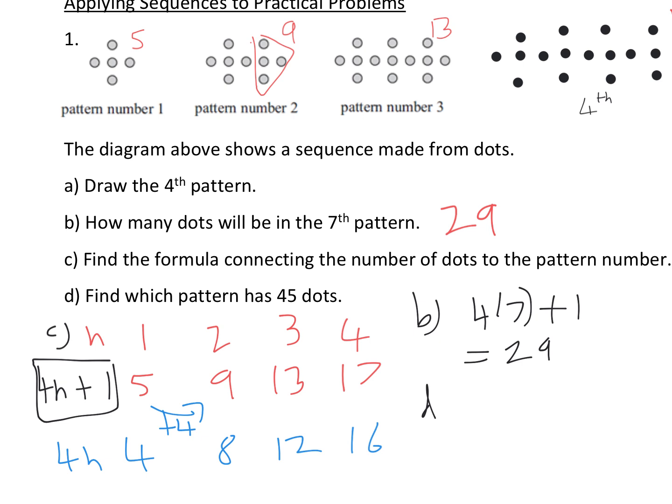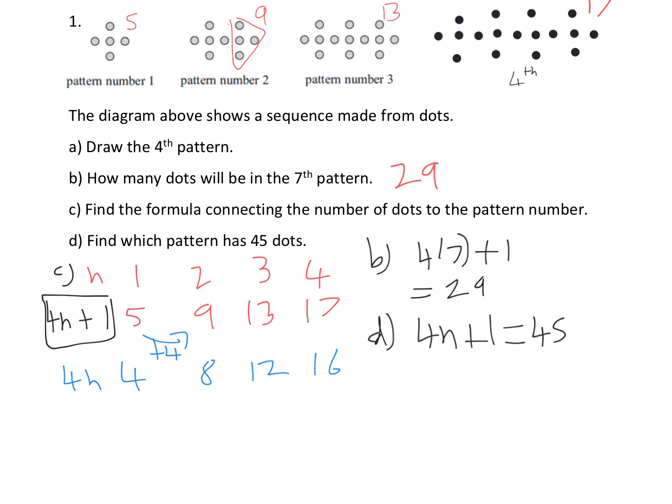Part D then is asking you which pattern has 45 dots. So if a pattern has 45 dots, we can put in 4n plus 1 and equal 45. We can find out which pattern number that is, what n is. Take 1 off both sides and divide by 4. Divide by 4 and you get 44 divided by 4 is 11. So it's the 11th pattern that has 45 dots.